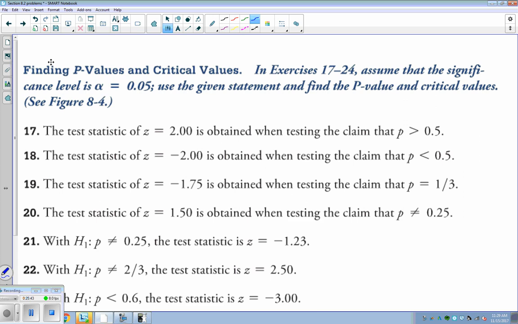I know. Okay, so in these exercises, now we're looking at whether we are going to find out what our p-value and our critical values are. So we're using the significance level where all of them are going to be alpha equal to 0.05.